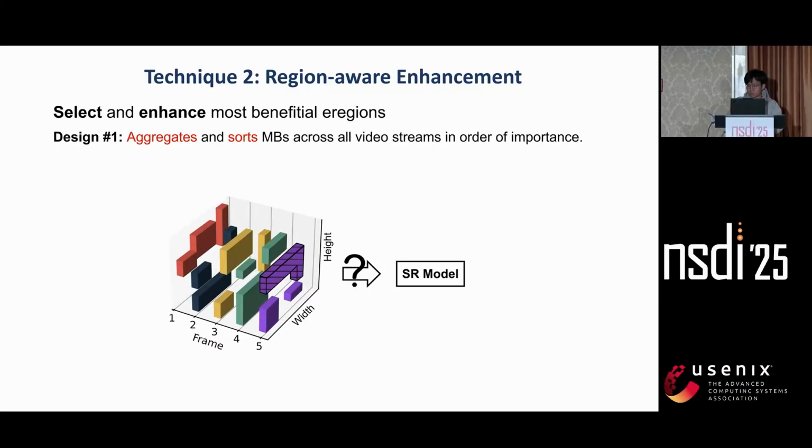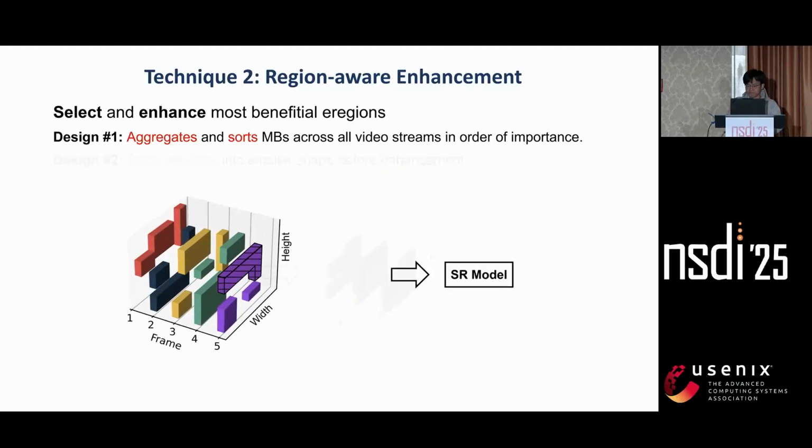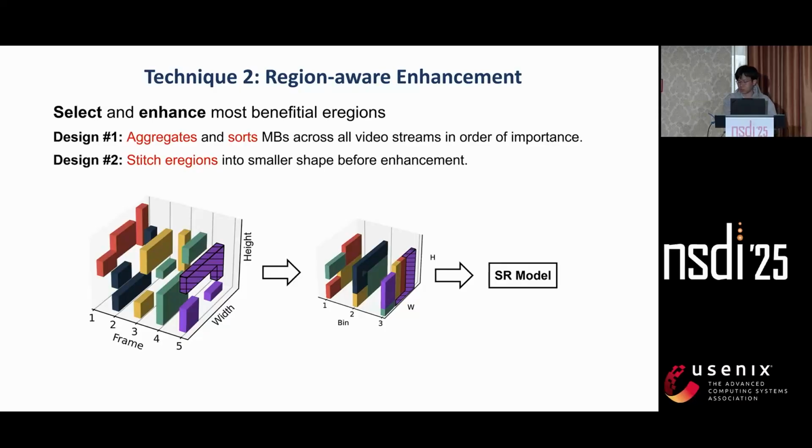After we select the most beneficial regions, we need to perform SR on these regions. We observe that the latency of the SR model is pixel value agnostic but shape aware. To minimize computational overhead, the input shape to the model should be kept as small as possible. Therefore, before enhancement, we stitch the regions into a smaller shape.